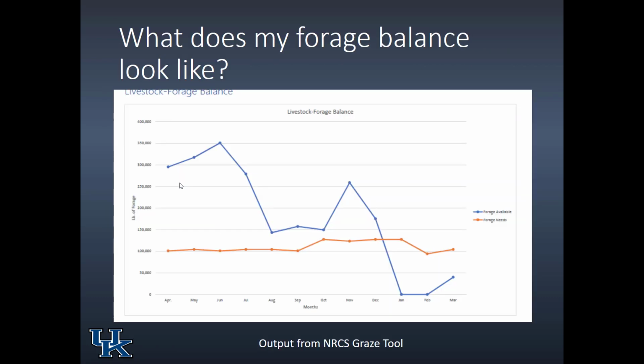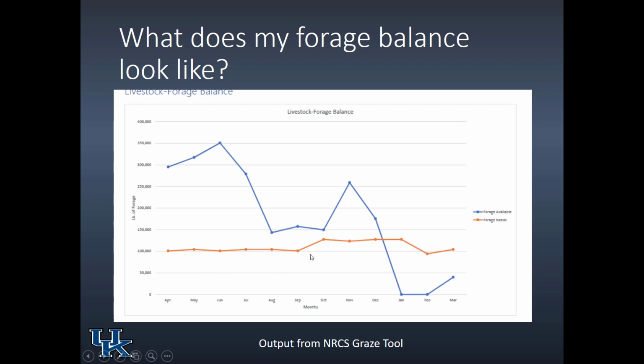So this is a forage scenario or output from the NRCS Graze tool, and you can see in this one that we've got quite a lot of production. We obviously have some summer production here. We've used some stockpile tall fescue here, and we wind up with way extra forage up here in the spring, and you can tell this is the need, the orange line.